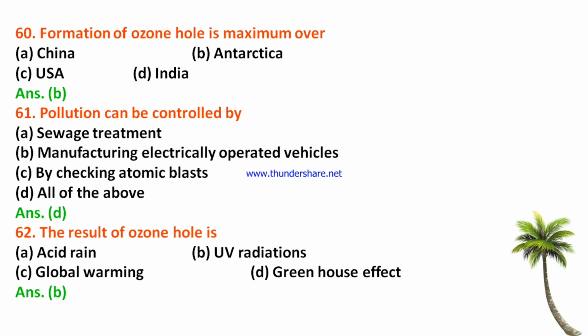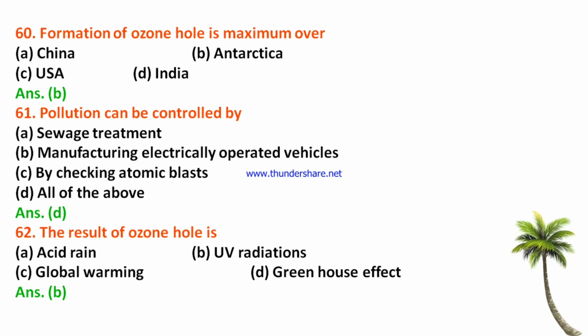Next, number 61. Pollution can be controlled by sewage treatment, manufacturing electrically operated vehicles, by checking atomic blast or all of the above. And the answer is all of the above. By doing all these things, we can control our environmental pollution.